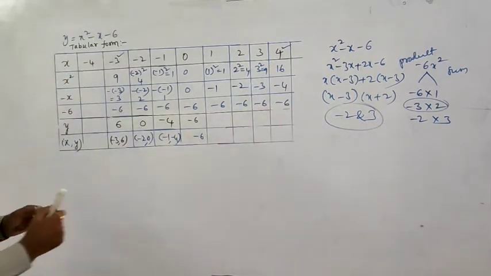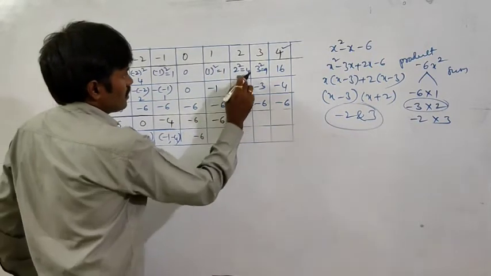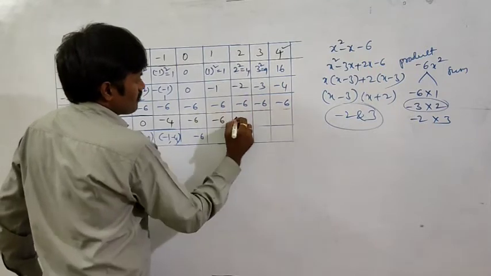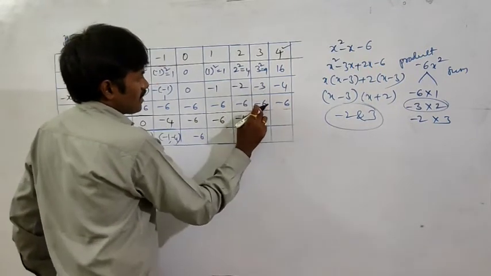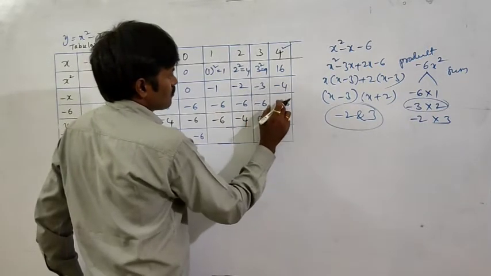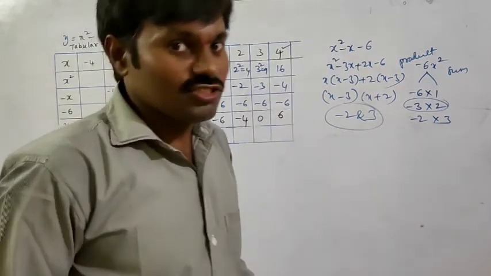Now you have to do their sum. 1 plus minus 1, 0, minus 6. 4, minus 2, minus 6, minus 8. Minus 8 plus 4, minus 4. Minus 3 minus 6, minus 9, minus 9 plus 9, 0. Minus 4 plus minus 6, minus 10 plus 16, 6. Like this you have to find.